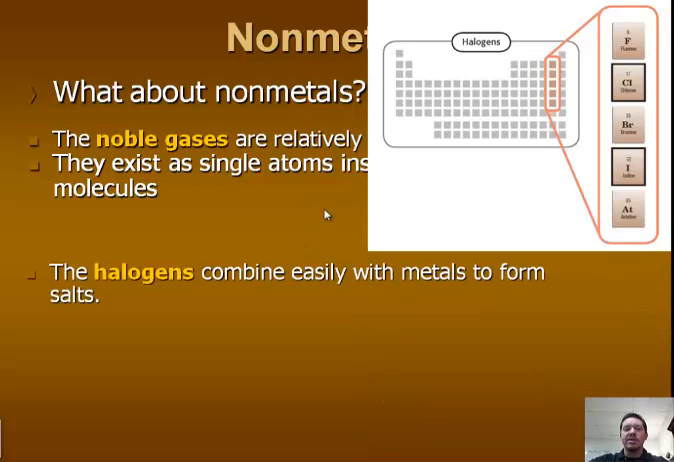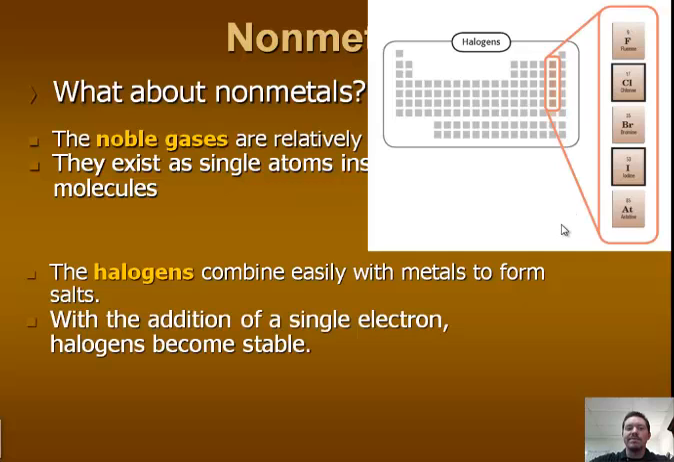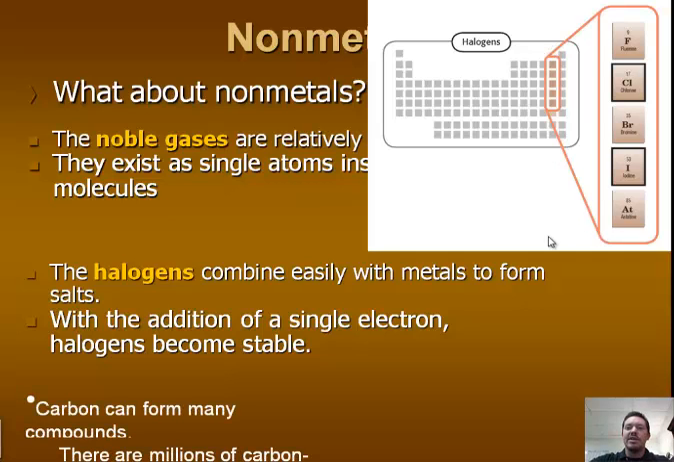Then we have halogens. Halogens is the second to last, or group 17, starting with fluorine. They combine easily with metals to form salts, so we can form different salts with metals. And all we have to do is add a single electron to make these stable. So they're missing just one electron in their outer shell to become stable. We'll talk more about becoming stable in the next lecture.